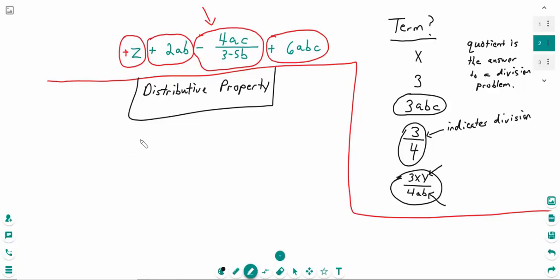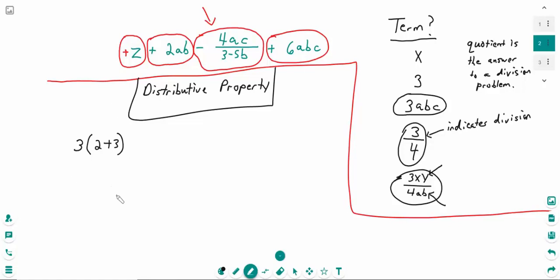And to begin our discussion on that, we're going to start with an example. Let's say I've got an expression that looks like this. And I told you to simplify this.